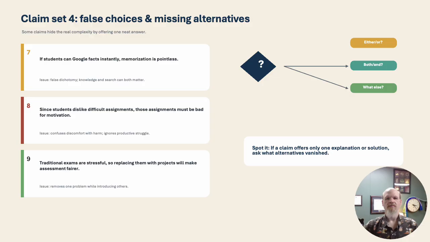If students can Google facts instantly, then memorization is pointless. What? Just because you can get information quickly, there's no cognitive benefit to learning something by memorizing it? No, we have a lot of evidence that memorization does do certain things in the brain. It helps build certain skills. So just because you look something up doesn't mean we don't need other skills.